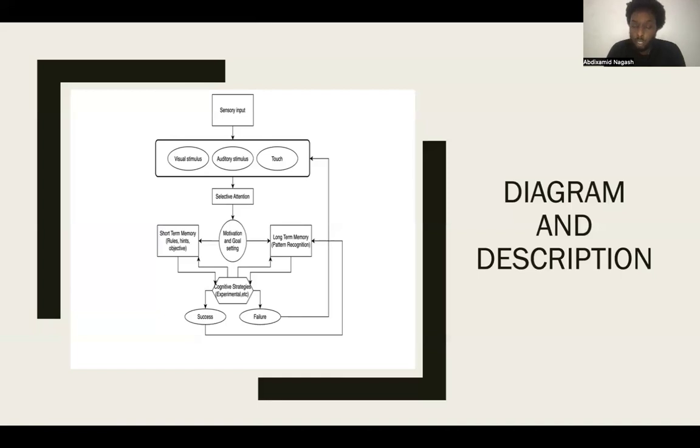After that, they're going to see if they put the toy correctly. There are two options: it's either going to be a failure or a success. If it's a failure, then they're going to go back to the beginning, to the sensory inputs, and try again. If it's correct, then they're going to put that into the long-term memory so that they can use it later on if there's anything similar.